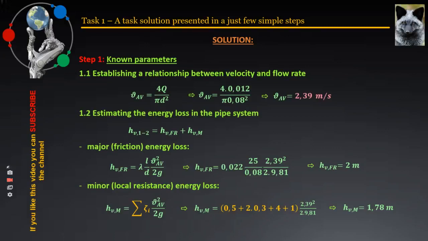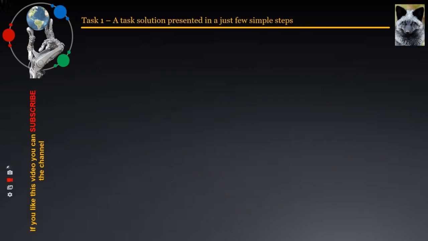In order to complete step 1, it's necessary to go back a few rows higher and sum the values obtained for the two types of energy loss, thereby enabling the final calculation of the total energy loss in the pipe system. In this case, the total energy loss will be 3.78 meters.